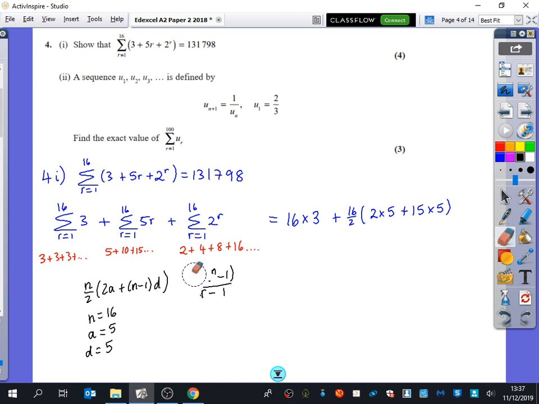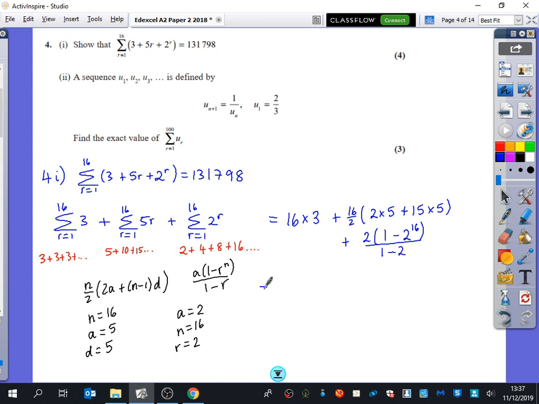Silly me, I'd written it out wrong. The formula is a brackets 1 minus r to the n over 1 minus r. So if we now come back and do this last part, we can see that a, the first term in the series, is 2, n is 16, and the common ratio is also 2. So putting this all together, we get 2 brackets 1 minus 2 to the power of 16 over 1 minus 2.